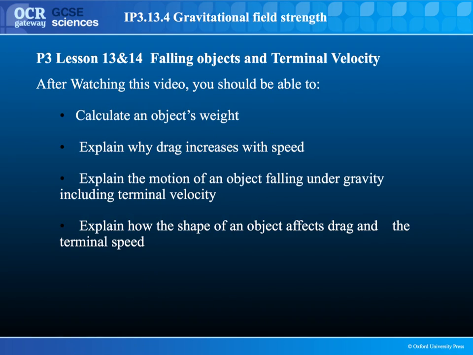Right, the aim of this lesson is that by the end of it you should be able to calculate an object's weight from its mass. We should also be able to explain why drag increases with speed, and describe and explain the motion of an object as it falls under gravity, including the idea of terminal velocity. That means as an object falls, what happens to its speed in a gravity field. Obviously when an object falls not in a gravity field, different things happen. Explaining also, linking the drag one here, why drag increases, to how the shape of an object affects drag and terminal velocity.